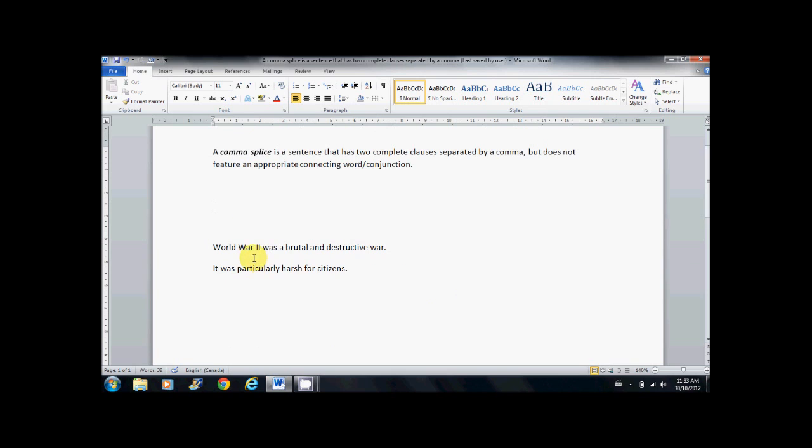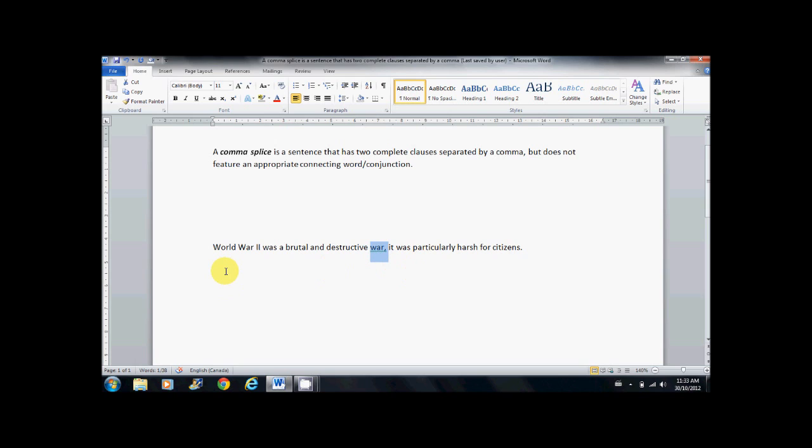So here we have two sentences. World War II is a brutal and destructive war. It was particularly harsh for citizens. So if I want to combine these two sentences, I will need a comma. I will need to switch the I to lowercase, but you can see here's my problem again, right? Because I don't have that conjunction, that joining word, I'm getting this comma splice grammatical error. It means there's something wrong with the sentence.